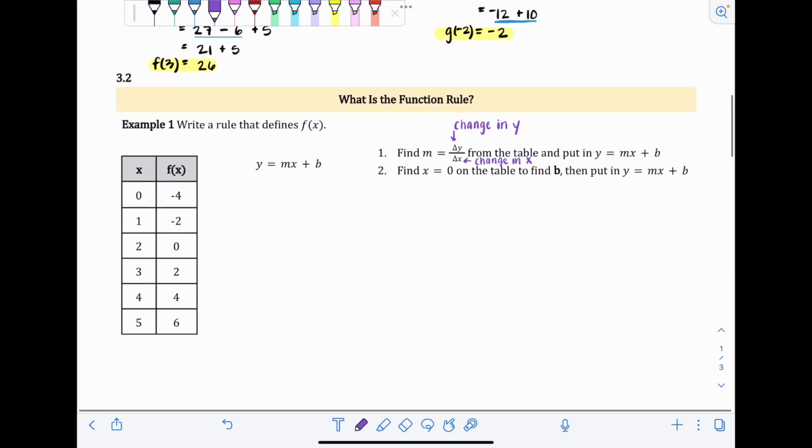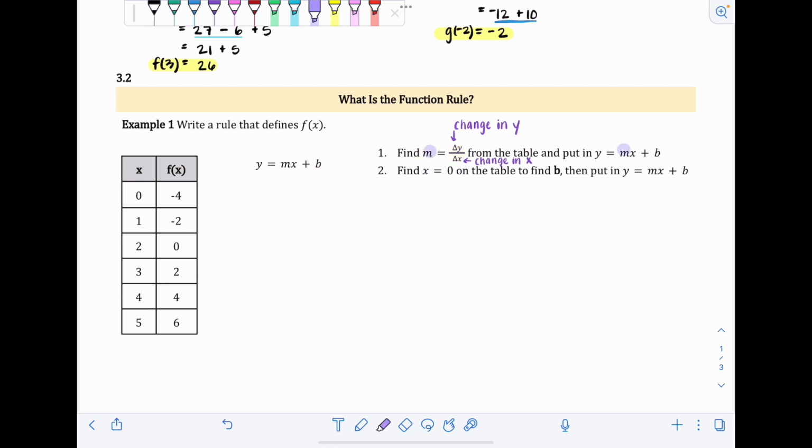So find m equals the change in y over the change in x from the table and put it in y equals mx plus b, where m is. So this is m. And then step 2 says find x equals 0 on the table. That's referring to this spot, to find b, and then we'll put that into y equals mx plus b for b. And that doesn't have to mean a whole lot yet because that's very new to us.